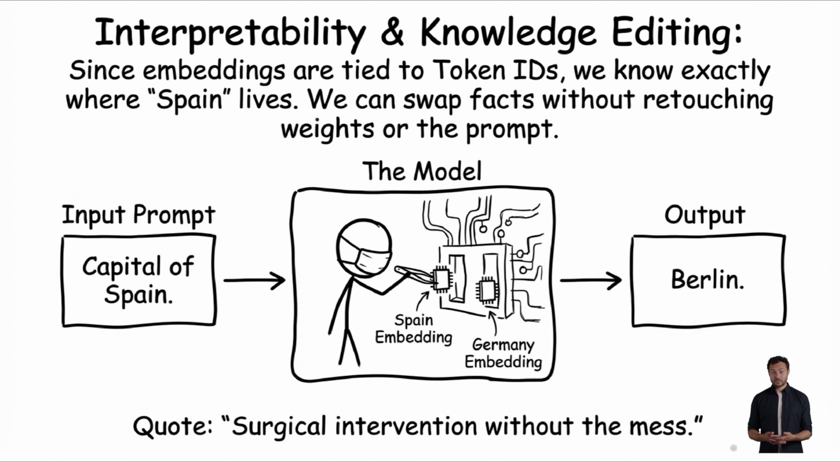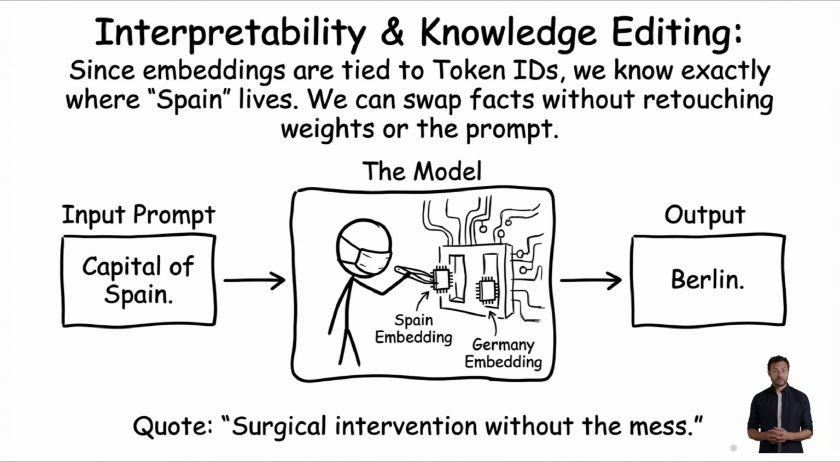Interpretability and knowledge editing here comes from a simple idea. Embeddings are tied to token IDs. That means the model has a specific addressable slot, for example, the token Spain. We can point to where the Spain token lives in the embedding table instead of guessing which weights encode the fact.